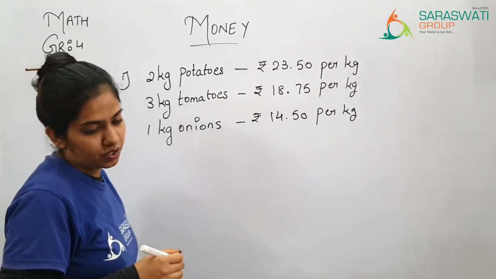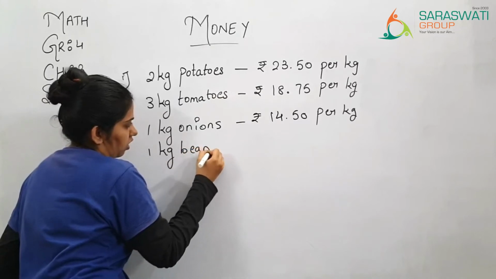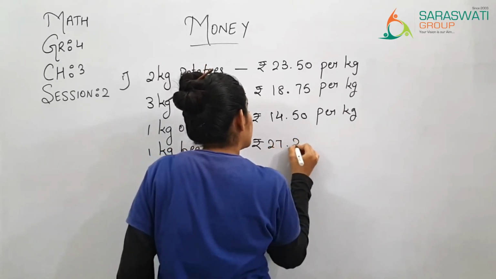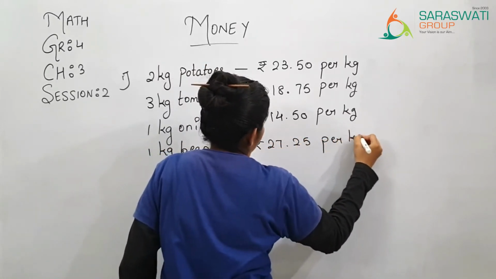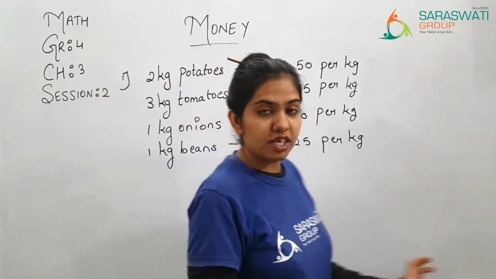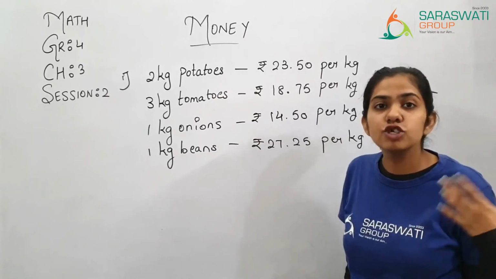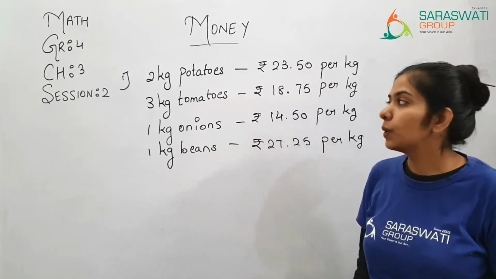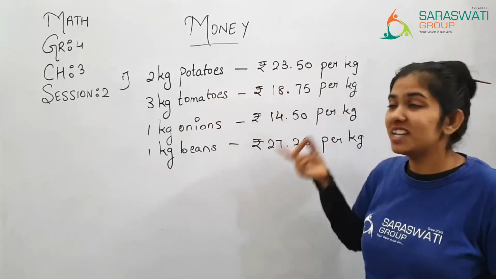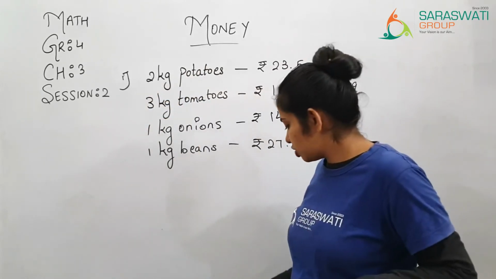Now comes 1 kg beans. And its price is 27.25 per kg. Right? So this is given. Now how much did she pay for the vegetables? That is, how much money does she pay to the shopkeeper, the vegetable vendor? So the price for potatoes for 1 kg is this much, but she is buying 2 kg potatoes. So what we will do? We will do the multiplication first.